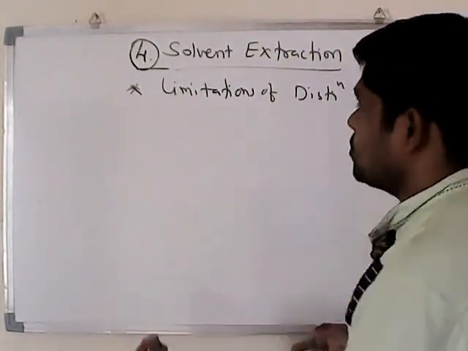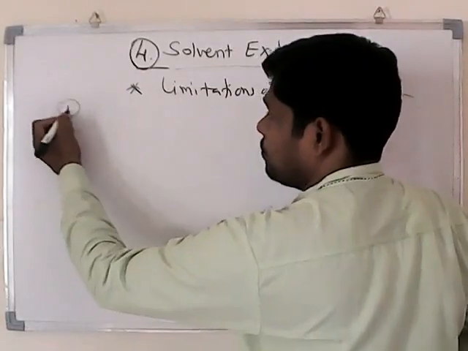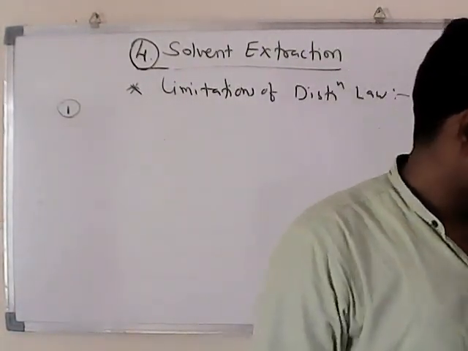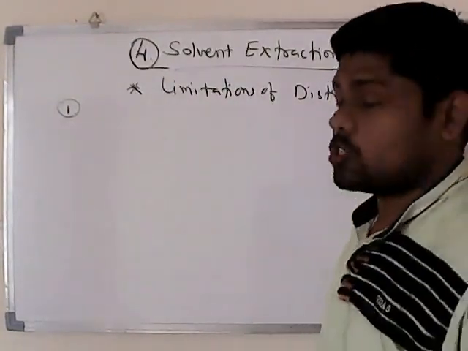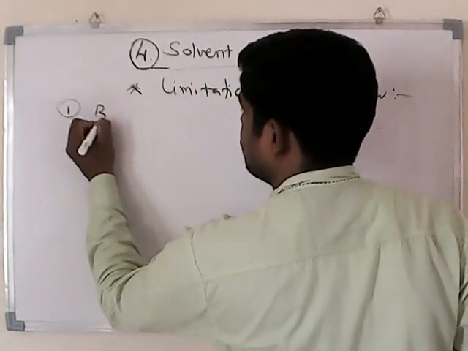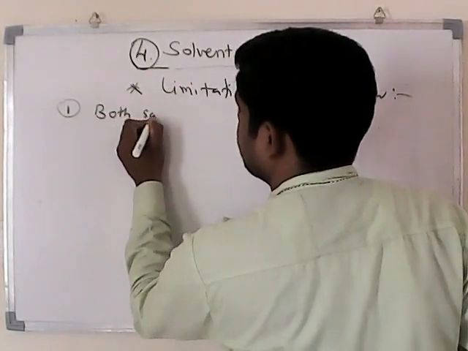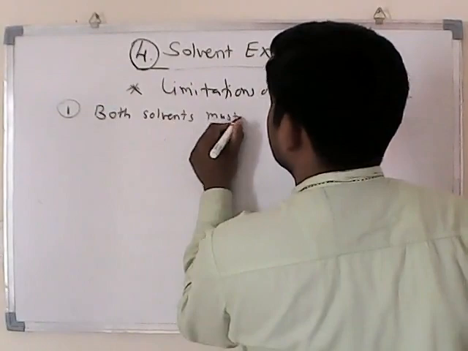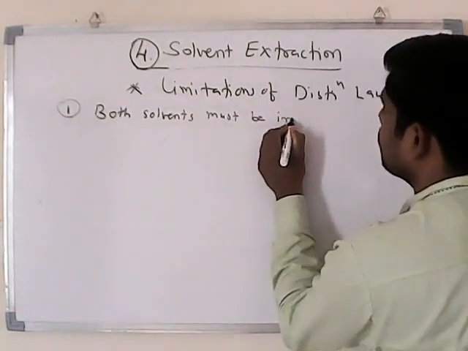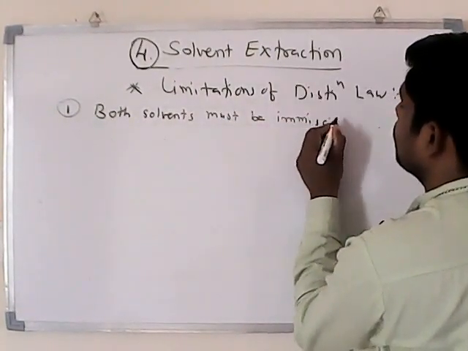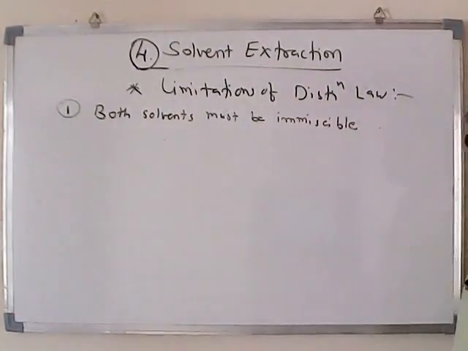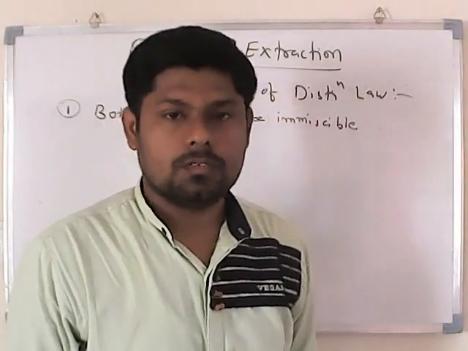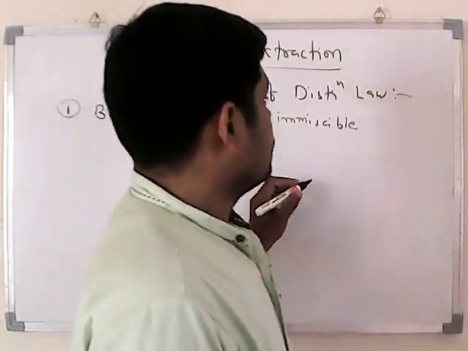We start with point number 1, that is limitation number 1: both solvents must be immiscible. That is the limitation number 1. Both solvents must be immiscible, in the law of distribution.